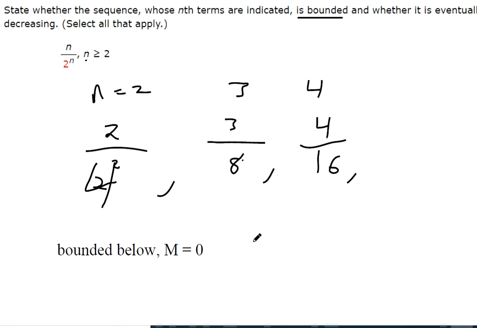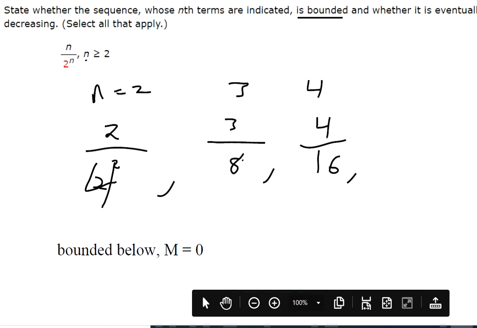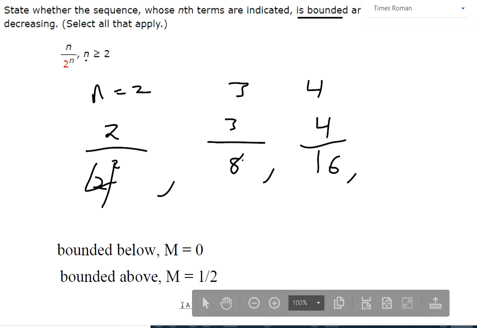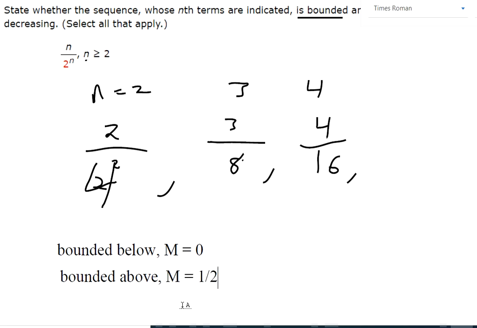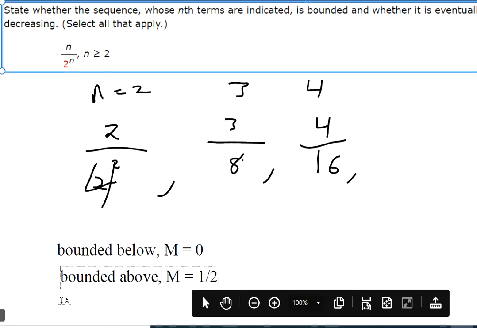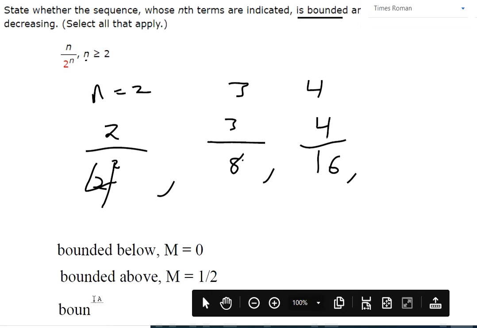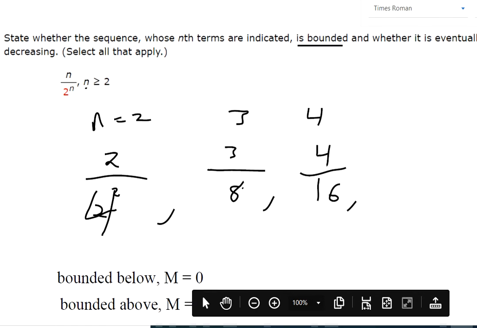Does it have an upper bound? Is there a number that it can go no higher than? Since it's constantly decreasing, the fractions keep getting smaller and smaller, then it does have an upper bound. It's the first number we have. 1/2 is the upper bound. So it can't go below 0, and it can't go above 1/2. Since it's bounded below and bounded above, we just call this sequence bounded. We don't say it's bounded below and above. We just say bounded to imply that it's both bounded above and below. So that's the bounded part.